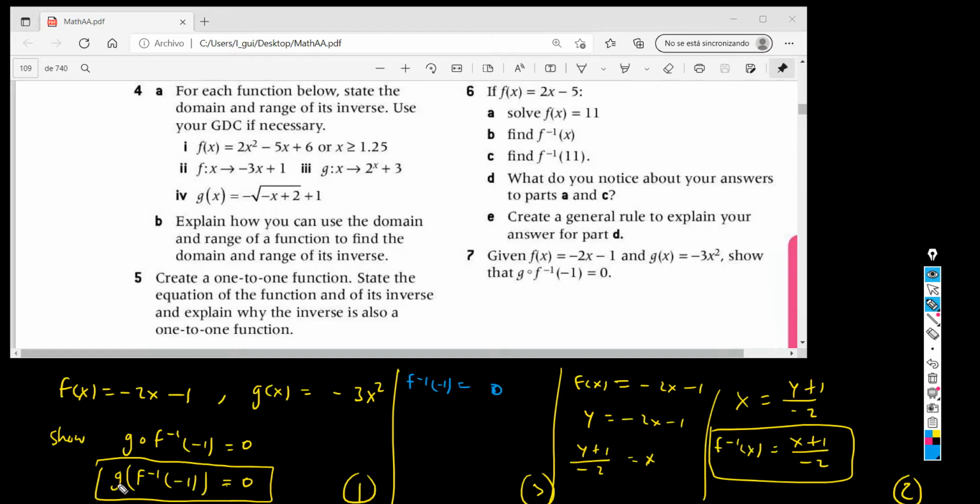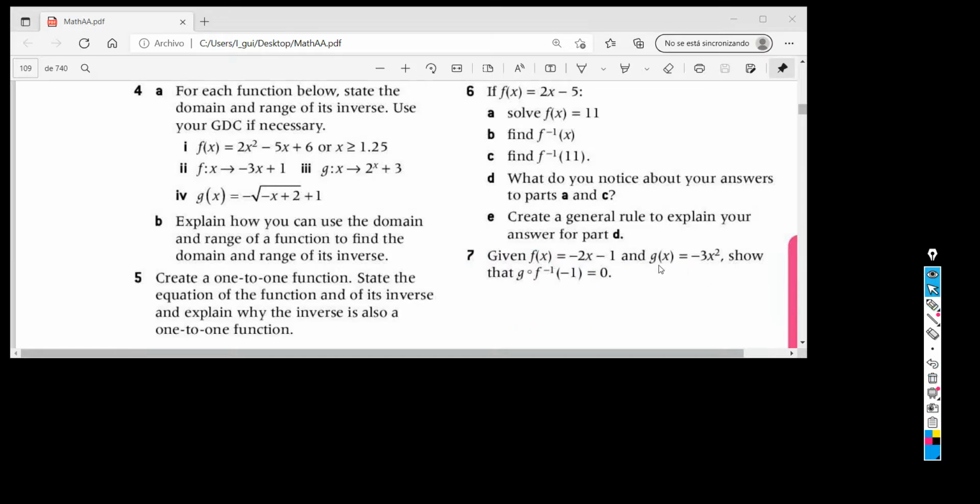And then evaluate g in 0. G in 0 is going to be 0, right? Because take a look at this. Minus 3 times 0 squared is going to be 0. And that's what you have in here. So g of f inverse of minus 1, that's going to be 0. This was also quite straightforward and simple, actually.